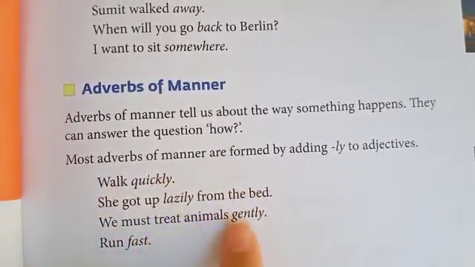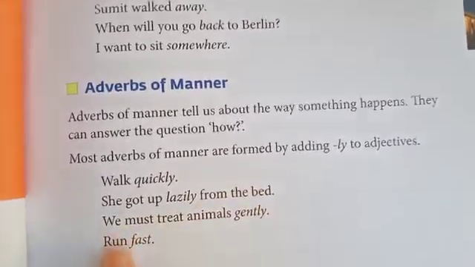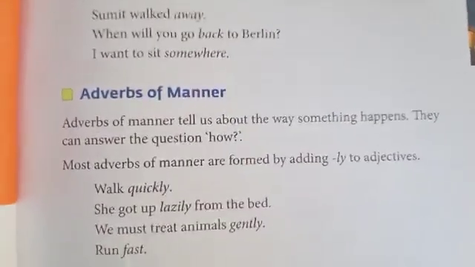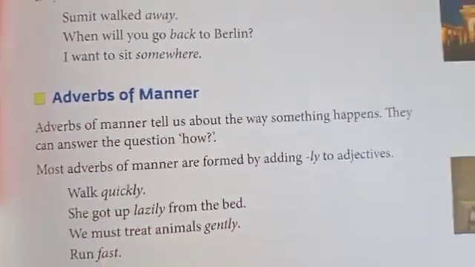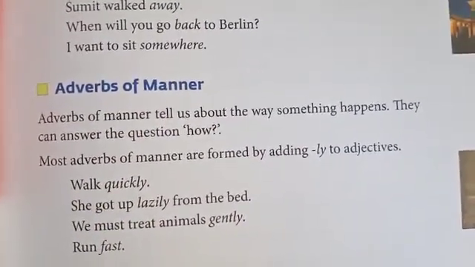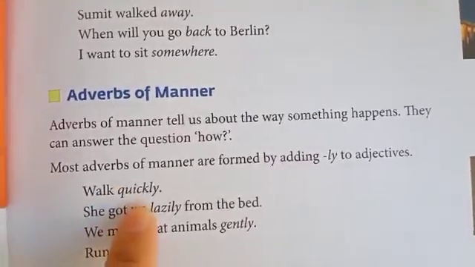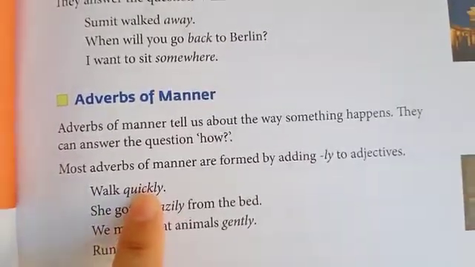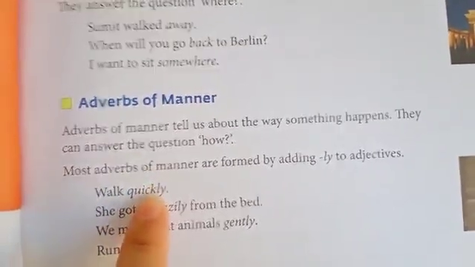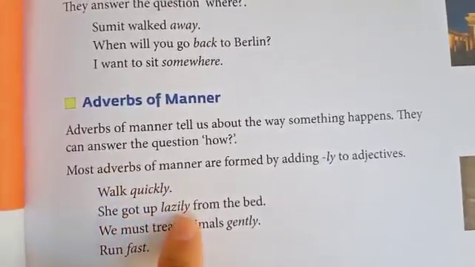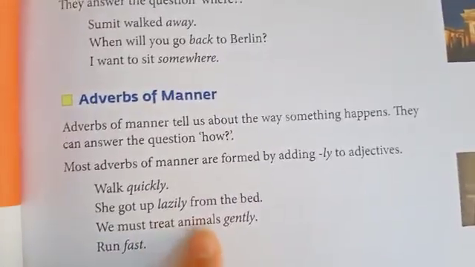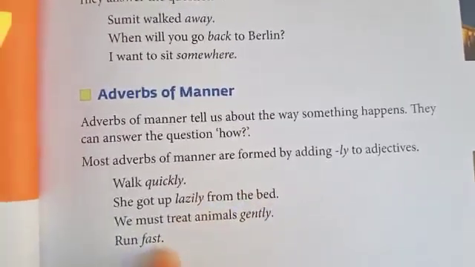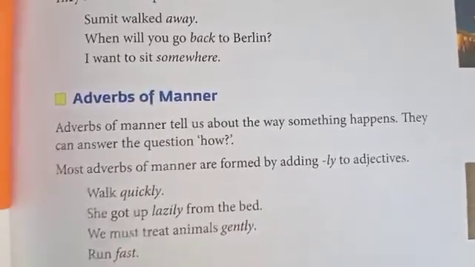We must treat animals gently, run fast. So here, in the third type of adverb, adverbs of manner, we get the answer of how. Walk quickly. How we have to walk? We have to walk quickly. She got up lazily. How she got up? She got up lazily. Alright. Gently. Fast. All these are adverbs of manner.